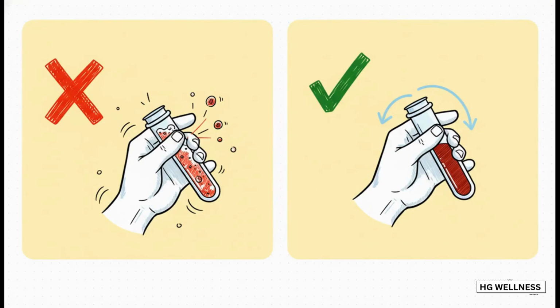This visual makes the difference crystal clear. You should never, ever shake a blood tube. The goal is just to mix the additive, not create a foam party. The correct technique is a gentle inversion, just turning the tube upside down and back again, between 5 and 10 times, immediately after you draw it.